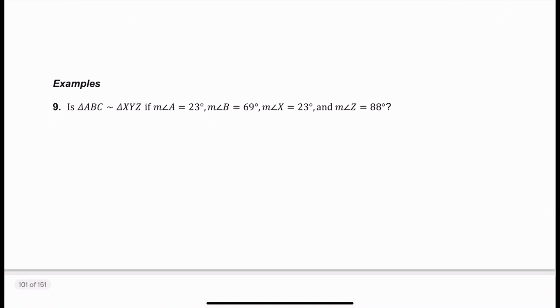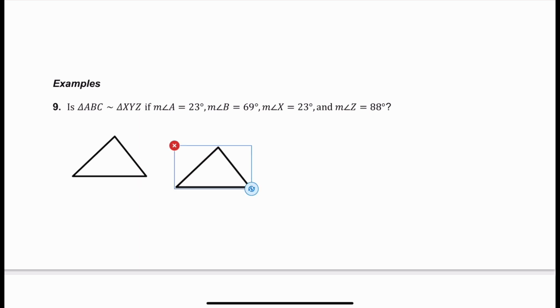So sometimes you have an example where there is not a picture. So what we're going to do is we're just going to draw two triangles. We're going to label these ABC and XYZ. A is going to be 23 degrees. B is going to be 69 degrees. X is going to be 23 degrees. Z is going to be 88 degrees. So we need to have two angles that are the same for these to be similar.